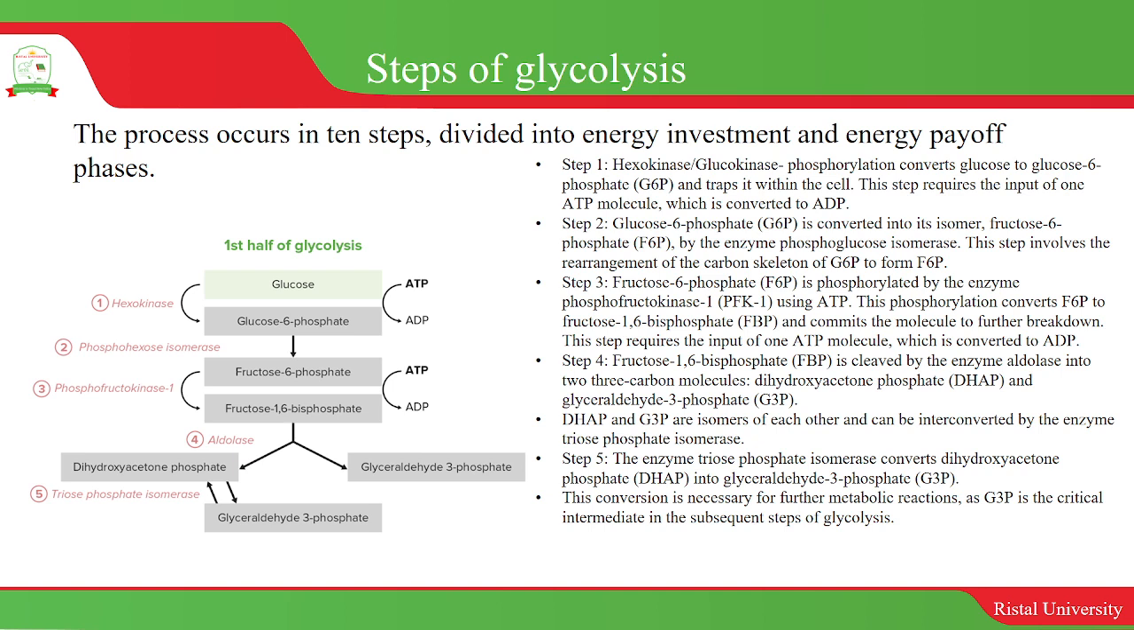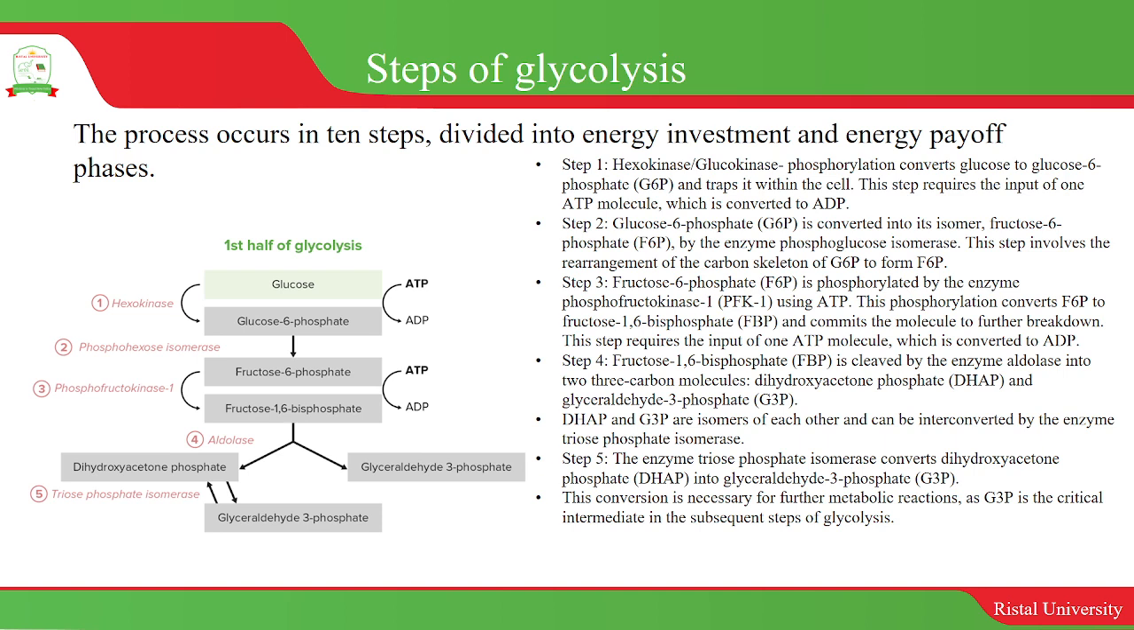Okay, and then this compound is cleaved to produce 2 molecules, each one having 3 carbon atoms. The enzyme involved is called aldolase. So the two compounds are dihydroxyacetone phosphate and glyceraldehyde 3-phosphate.